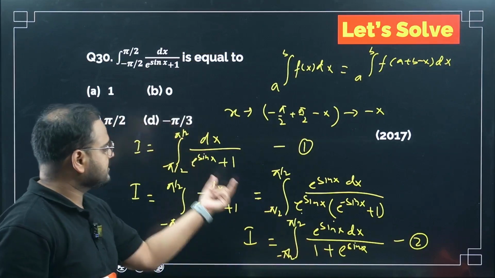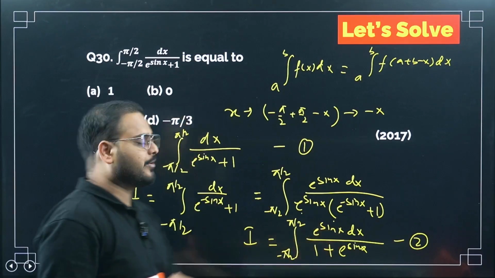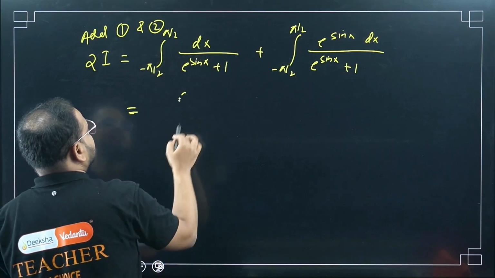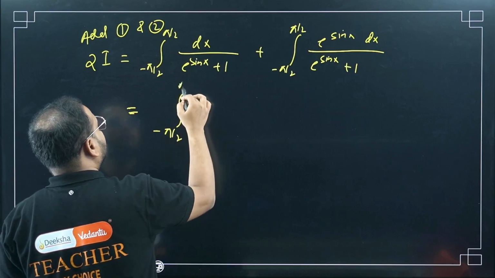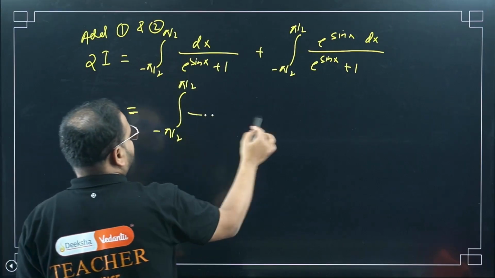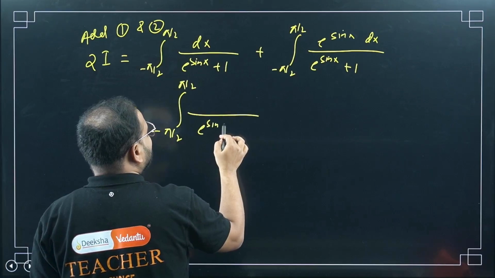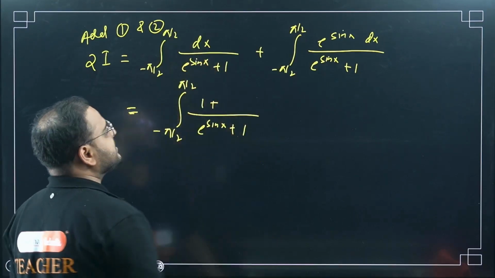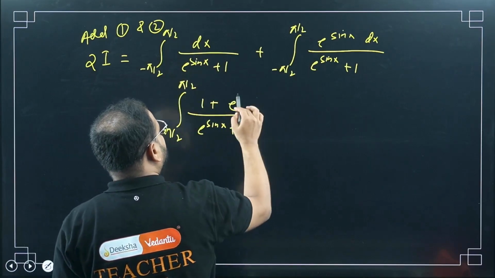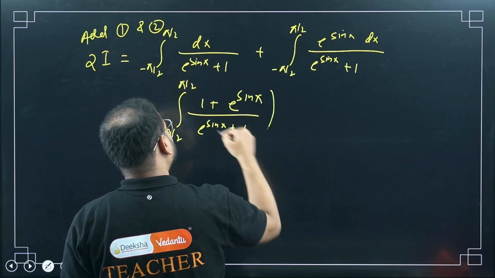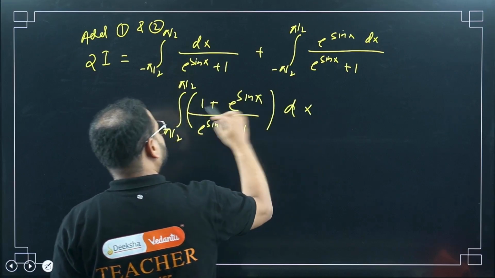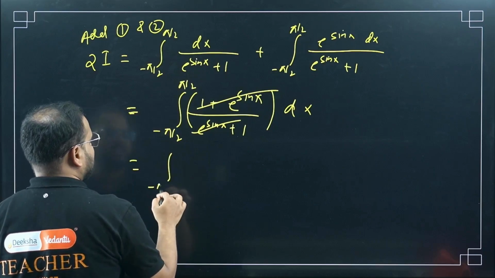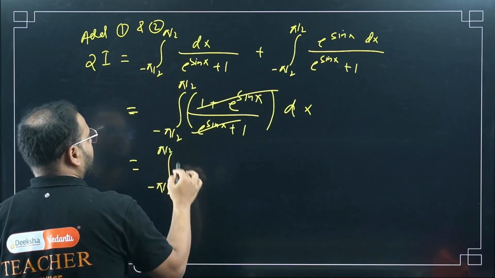Denominator is same sir, both the cases. Only e power sin x is introduced over here. Limit is also same. Take this integration combinedly like this. Sir, minus pi by 2 to pi by 2, because limit is same. E power sin x plus 1. This will be what? Simply 1 is there, nothing means 1 is there. And what is this? E power sin x. And how much is this? Dx. This and this gets cancelled. What I have? Minus pi by 2 to pi by 2, 1 dx.